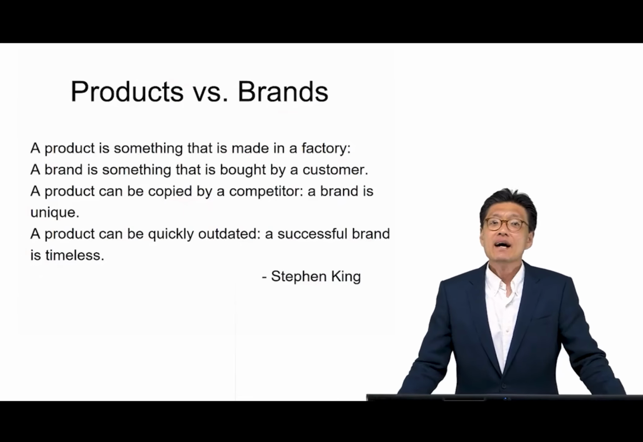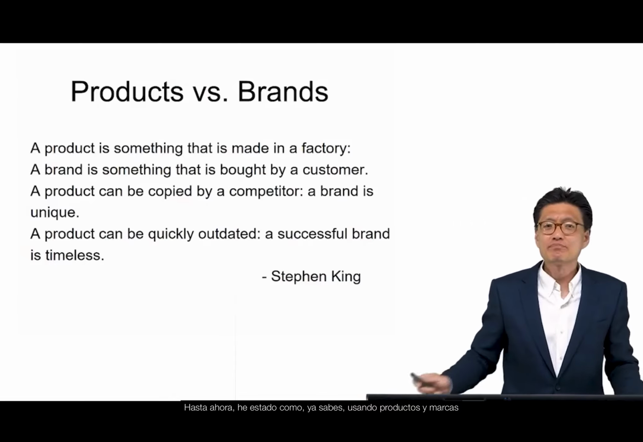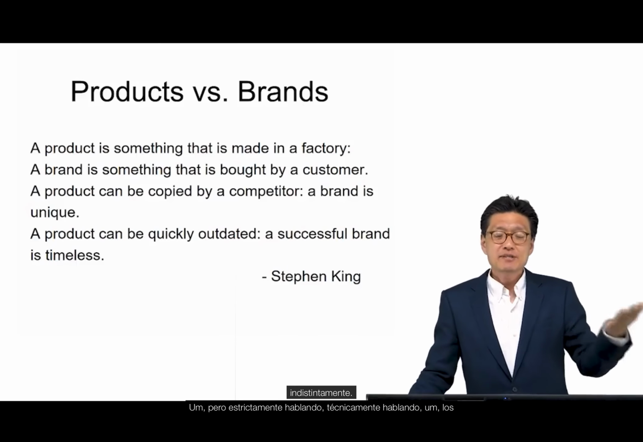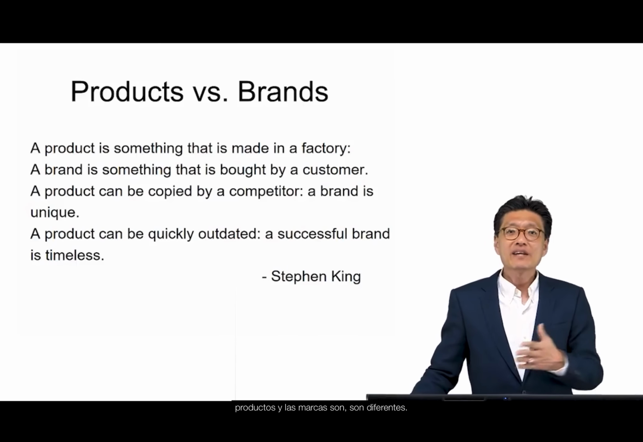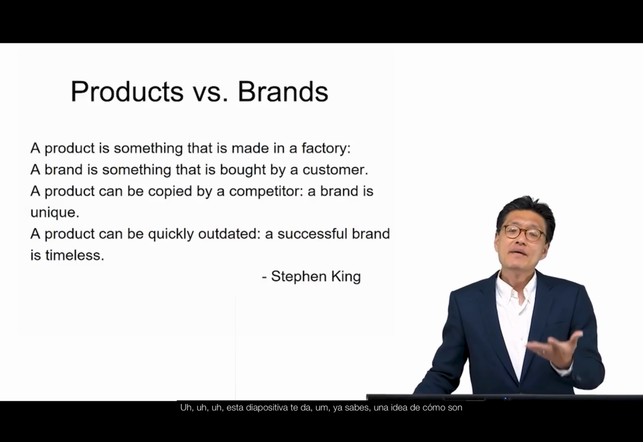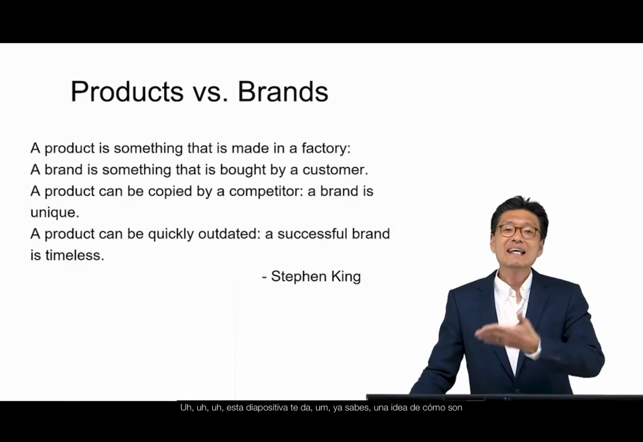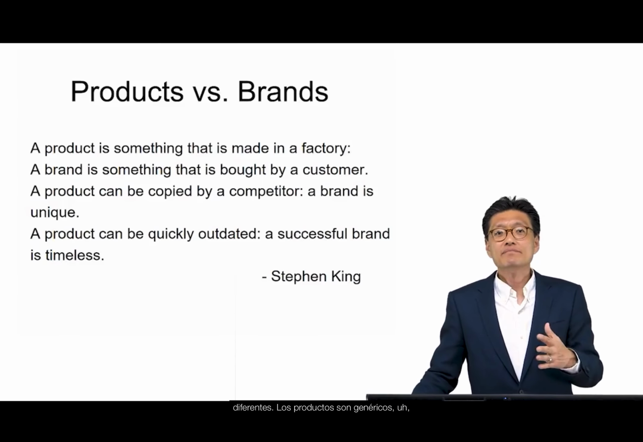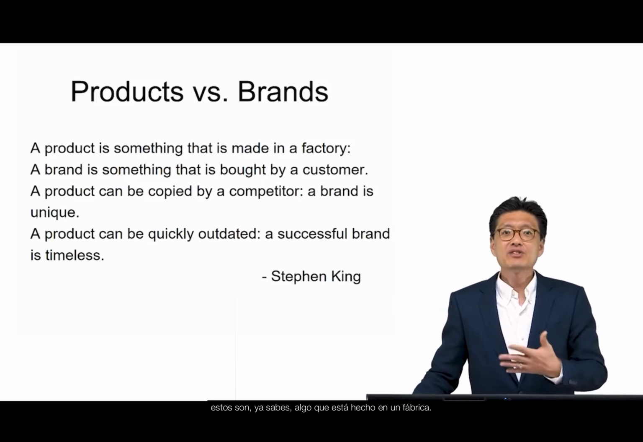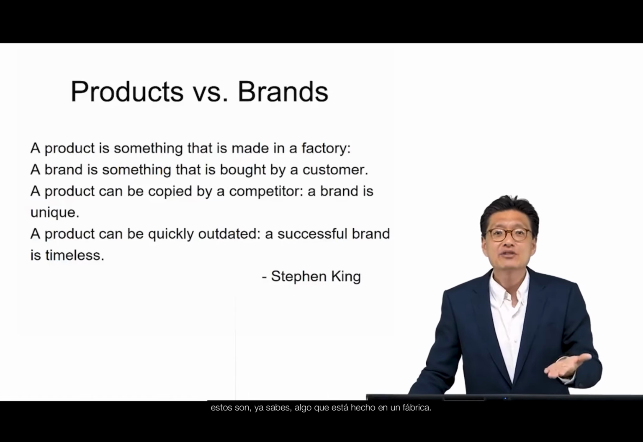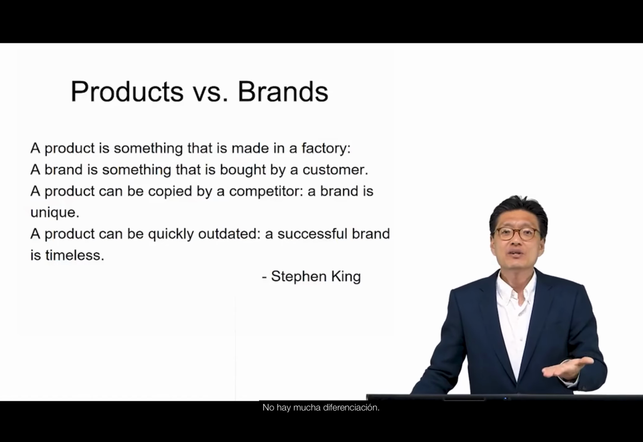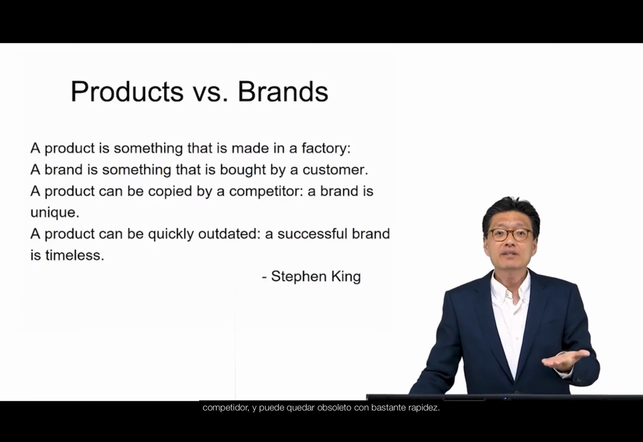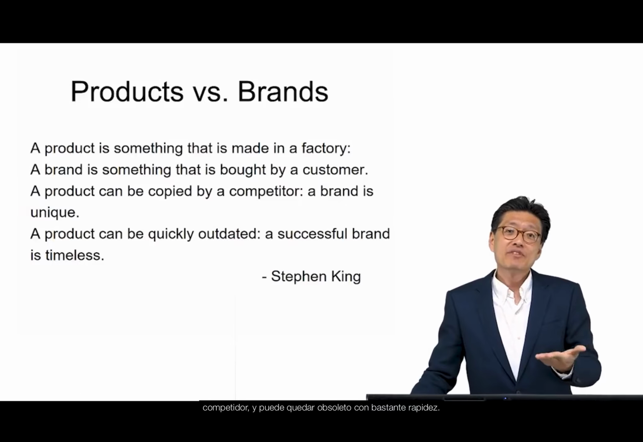Okay. Up to now, I've been kind of using products and brands interchangeably. But strictly speaking, technically speaking, products and brands are different. This slide gives you an idea of how the two are different. Products are generic. These are something that's made in a factory. There is not much differentiation. A product can be copied fairly easily by a competitor, and it can be outdated fairly quickly.